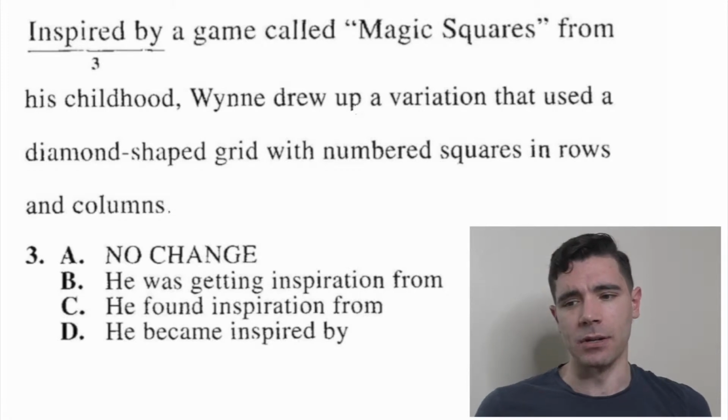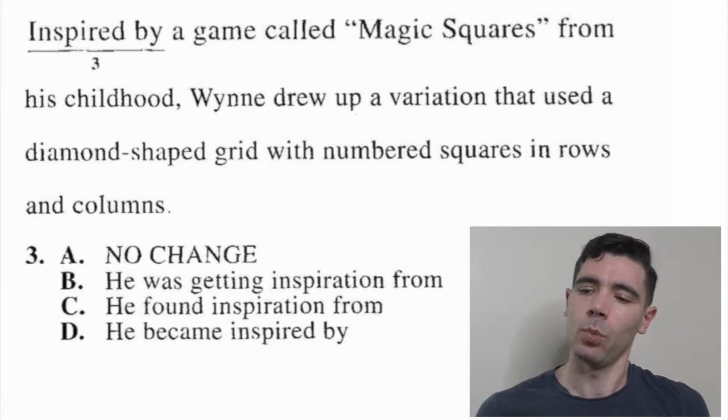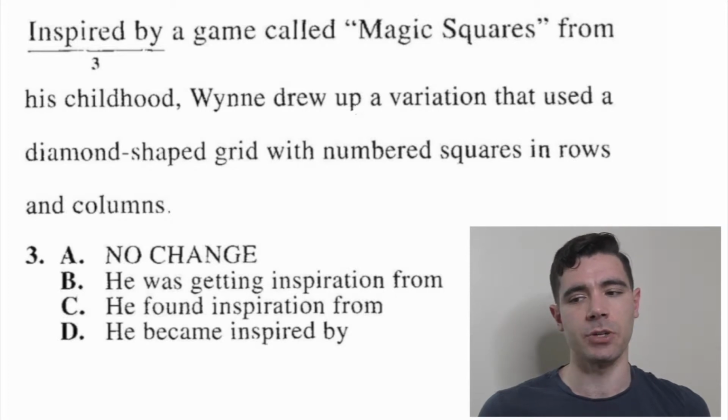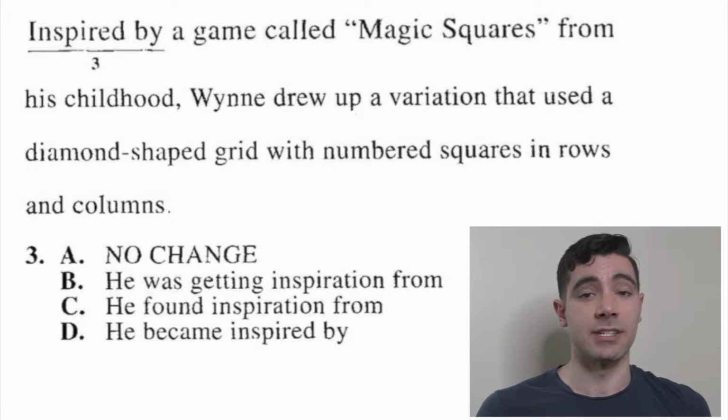Inspired by a game called Magic Squares from his childhood, Wynne drew up a variation that used a diamond-shaped grid with numbered squares in rows and columns. And then we have our options. No change was just "inspired by," and then we have a bunch of longer options.